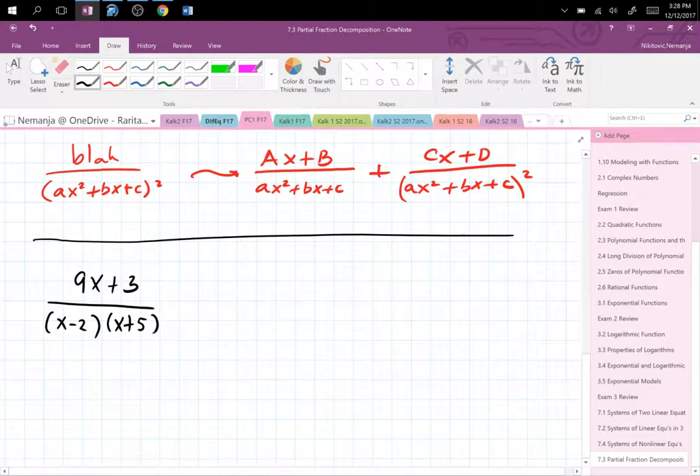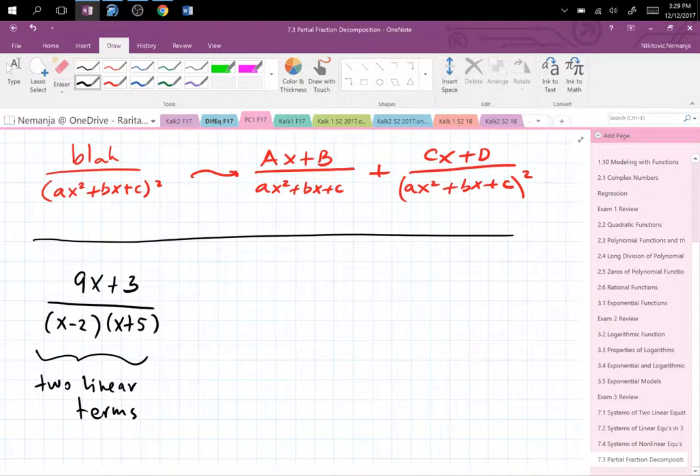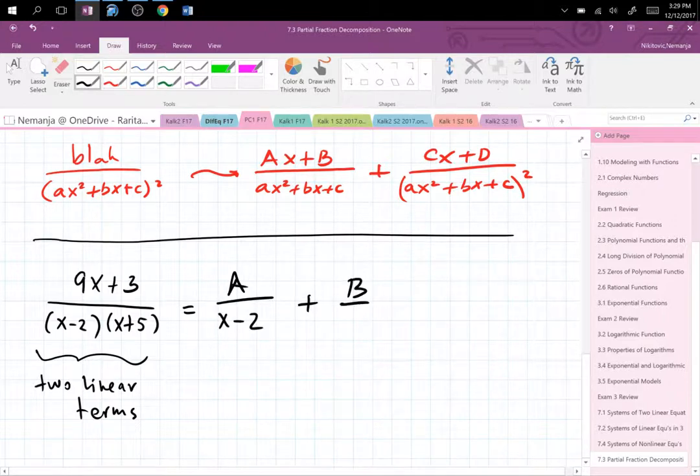So, what do I see? I see two linear terms. So this thing over here, two linear terms. That's what we have. So now we set up for two linear terms: A over x minus 2 plus B over x plus 5.